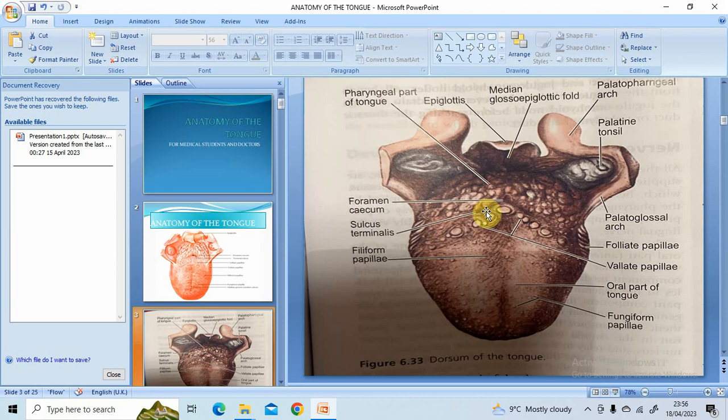Here there is an ill-defined structure called the sulcus terminalis. This sulcus terminalis divides the dorsum of the tongue into the anterior two-thirds, the oral part, which faces the hard palate, and the posterior one-third. Now, I'll be explaining them one after the other. But before that, remember I said that the tongue is covered by a mucous membrane. I'm going to explain that later.